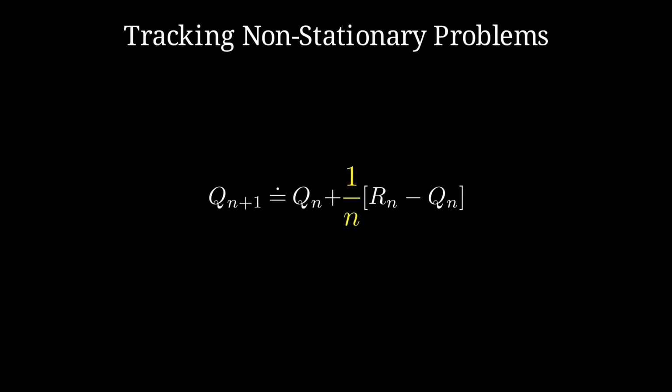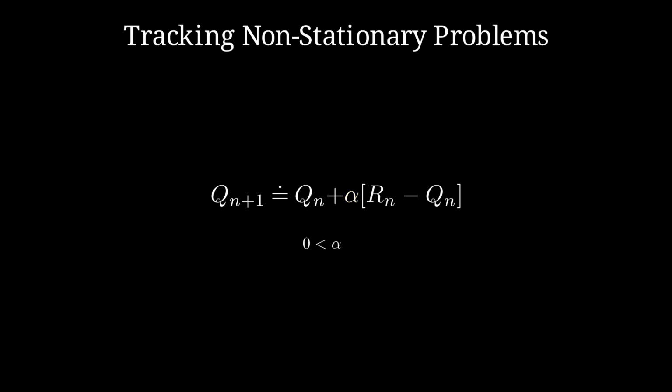missing out on better actions that could yield better rewards. In non-stationary environments, where reward probabilities change over time, using a constant step size can help keep estimates responsive to recent changes. Instead of adjusting the step size dynamically as 1 over n, we fix it to a constant step size alpha, which is set to a value between 0 and 1. This results in the update rule, where the updated estimate equals the old estimate plus alpha times the difference between the reward received and the old estimate.